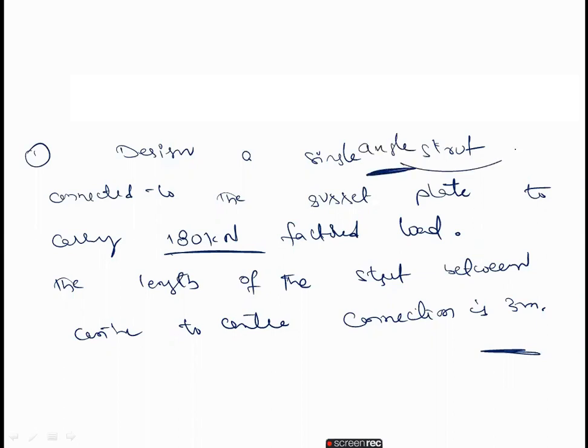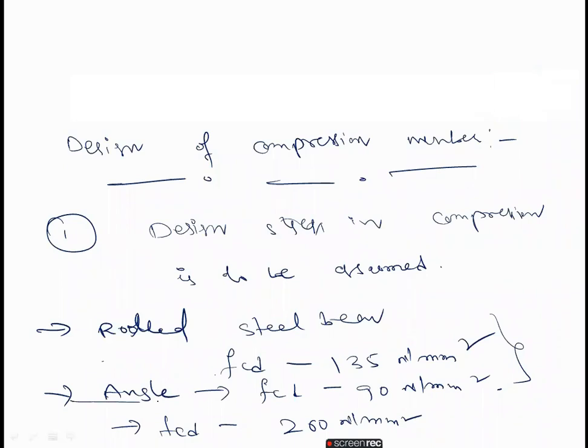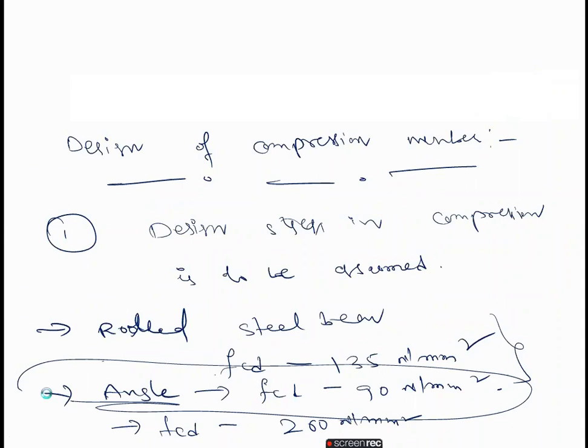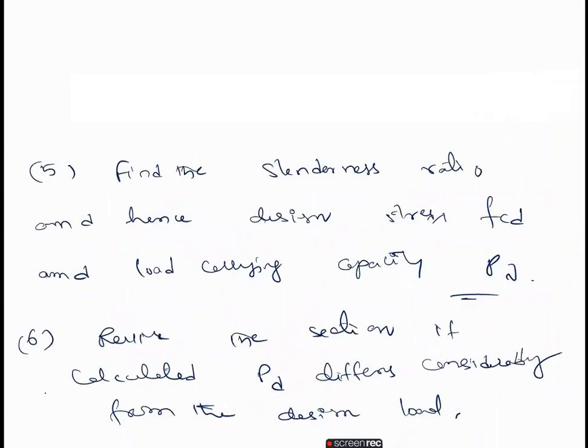When it is angle strut, you have to assume FCD value is 90. Just now we discussed in step 1. See here, if it is angle section, you have to take FCD value is 90. And even these are all available in the code book also. Now we will write the given data.